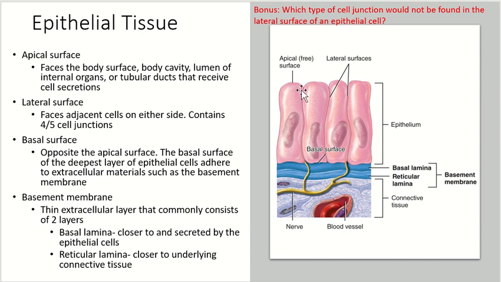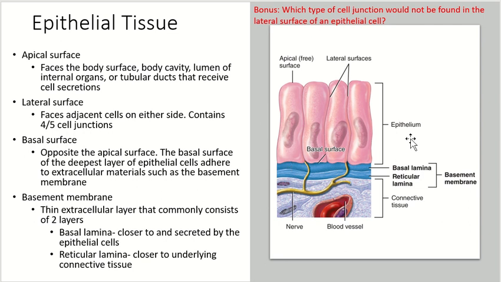We then have the lateral surface. So if you're moving laterally, you're moving side to side. So just like that, the lateral surface is going to face the adjacent cells on either side. And this is going to contain 4 out of the 5 types of cell junctions. The 5th type of cell junction, being the hemidesmosome, is of course only going to be found on the basal surface, this bottom side, remember, because this is going to be where we're going to anchor those epithelial cells to the basement membrane.